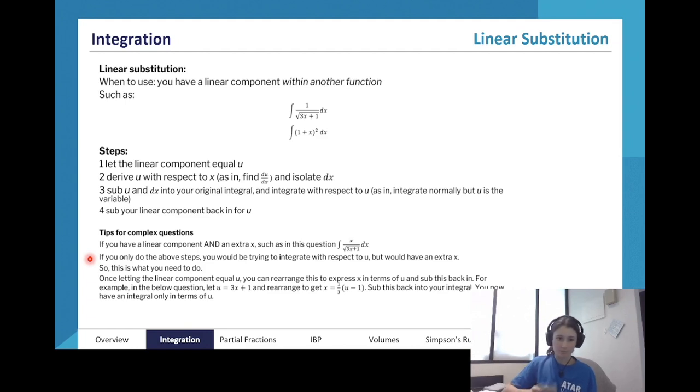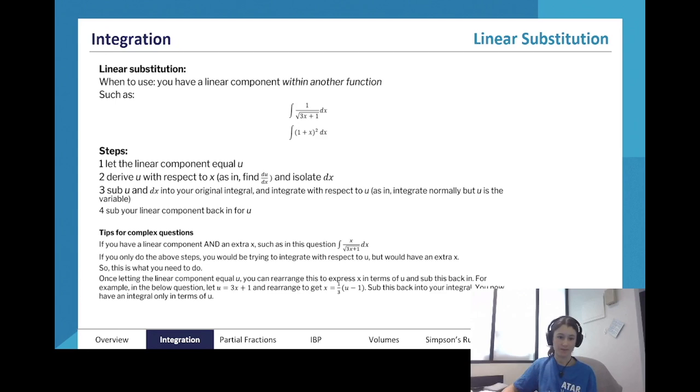So what you need to do for these questions is once you let the linear component equal u, you need to rearrange this expression in terms of u and sub this back in again. And this way, in your integral, you're only going to be left with u. You're going to eliminate all of the x's.